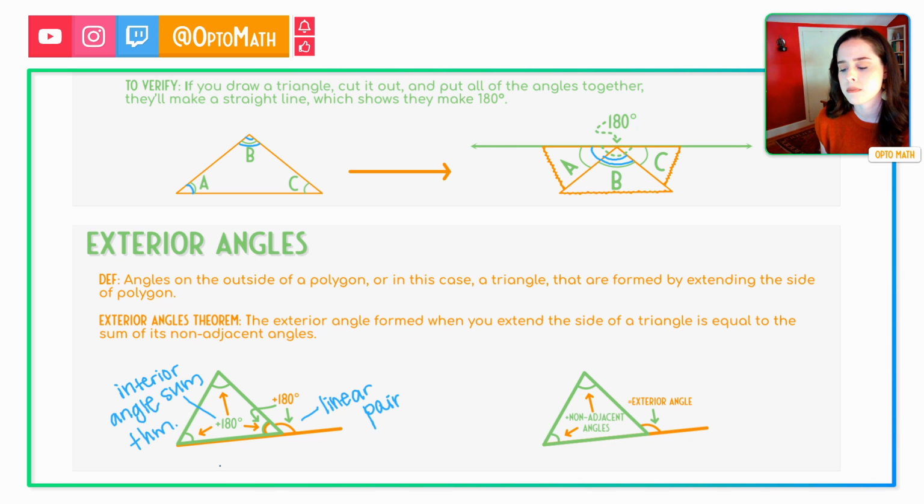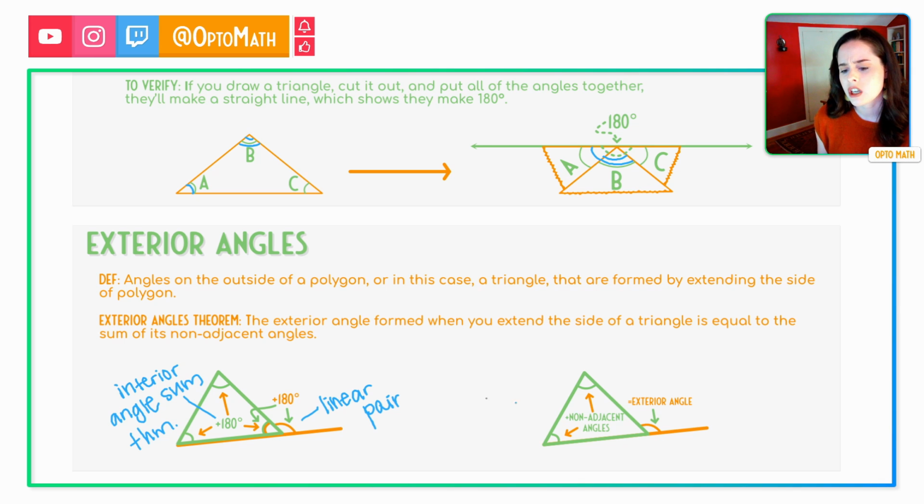Let's take a look at our second picture. This is kind of writing in words what our theorem means. So notice it says these two non-adjacent angles, now they are non-adjacent to the exterior angle. They are adjacent to each other. And remember, what does adjacent mean? Adjacent just means beside. So the angle that will be beside this exterior angle is this guy right here. So these are not beside this exterior angle. So they're the non-adjacent.